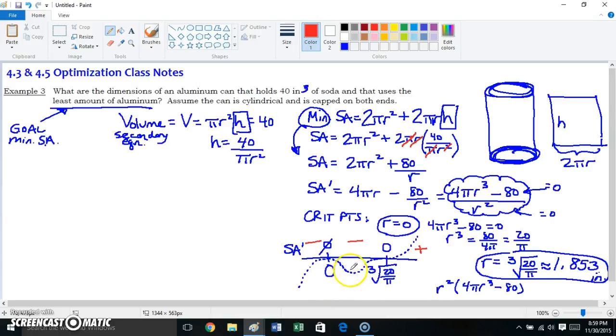All right, so my surface area is decreasing before the cube root of 20 over pi and increasing after, making this a minimum. Okay, and I really don't care about 0 because I can't have a radius of 0 and create a tin can or an aluminum can, and so I'm not going to include anything. This is out of my domain.